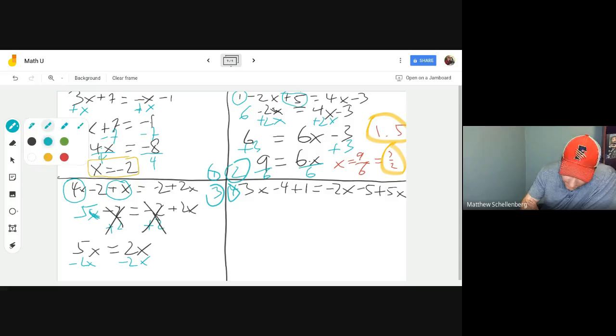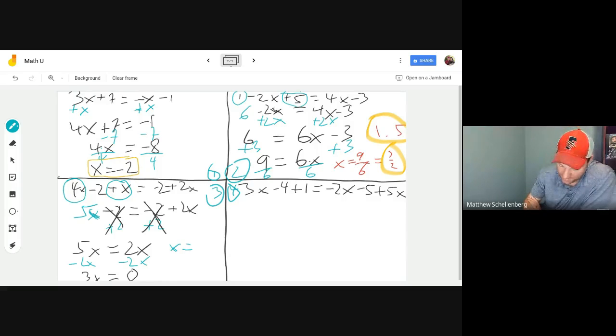And I'm left with 3x equals 0. And I can divide both sides by 3. And I will get that x equals 0 over 3, which is just 0. So x equals 0. And that is the answer.